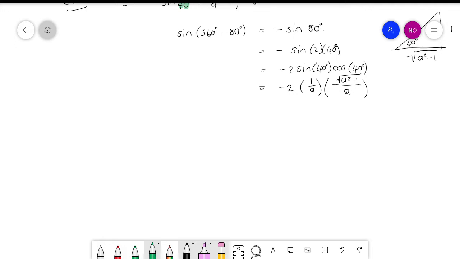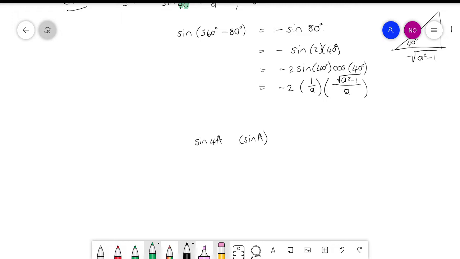If they tell you to write sine of 4a in terms of sine a, then it means your answer is not allowed to have a cos anymore or a tan. It has to be in terms of only sine a.